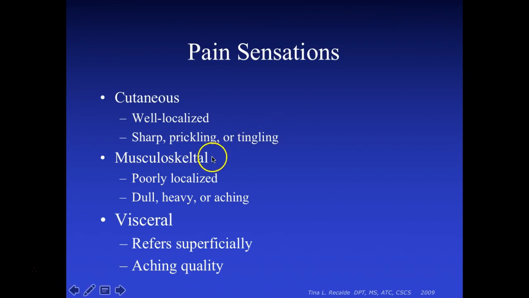Then you have musculoskeletal, which is a more poorly localized, dull, heavy, or aching type of pain. And then our visceral refers more superficially, and so that's sometimes, even though it's achy like the musculoskeletal, it will have that superficial referral versus the deep referral. So that's how you can sometimes differentiate between a person who's got an injury to their musculoskeletal tissue versus the visceral, versus somebody who just has an injury to like a superficial cutaneous area.